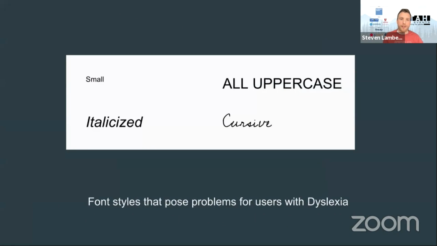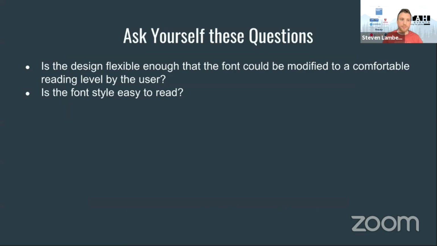Also, you should make sure that the font styles that you choose for your website won't cause problems for users. Now, users with dyslexia, for example, have trouble reading certain font styles, those being really small text, also italicized text. All uppercase text especially is very hard for users with dyslexia, and even cursive text styles can be very difficult for users to read. So when you're choosing a font, it's best to try to choose one that is comfortable reading for most users. So to use the lens of font, you can ask yourself these questions. Is the design flexible enough that the font could be modified to a comfortable reading level by the user? And also, is the font style easy to read?